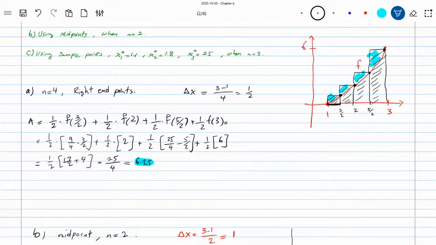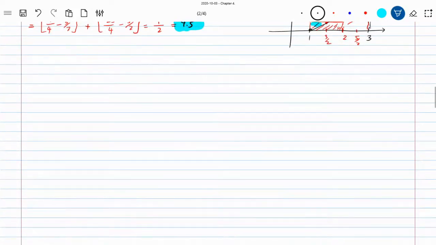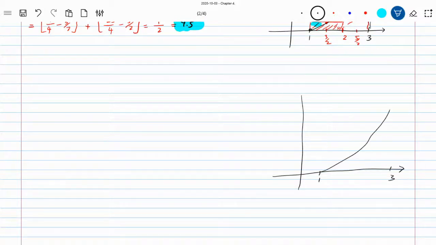Yeah, using sample points, part C, using sample points given 1.1, 1.8, 2.5 when n equals 3. So here in this case, you're given the sample points. Specifically, here's 1, here's 3, here's the curve, 6. And they say, use these sample points, part C. They use 1.1. First, they say divide this into 3 pieces. That's first.